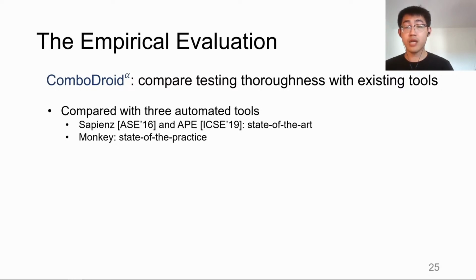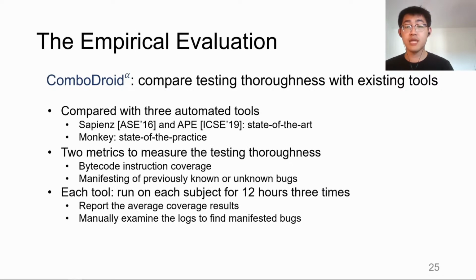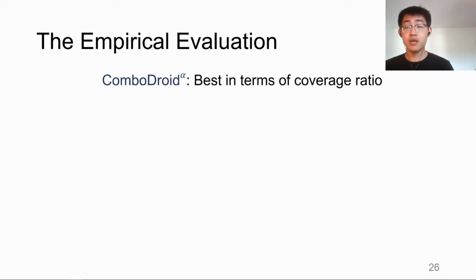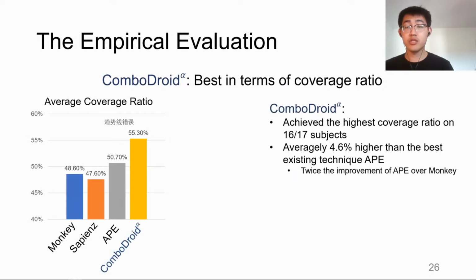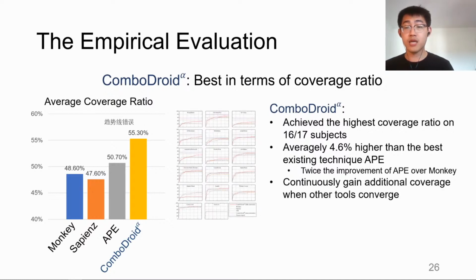We compare the Baseline instruction coverage achieved by each tool on each subject, as well as the bugs manifested by them. For coverage, ComboDroid Alpha achieved the highest coverage ratio on 16 out of 17 subjects, which is averagely 4.6% higher than the best existing technique, Ape. Note that this is already twice the improvement of Ape over Monkey. Moreover, according to the progressive coverage plots, ComboDroid Alpha continuously gains additional coverage when others converge early in the process.